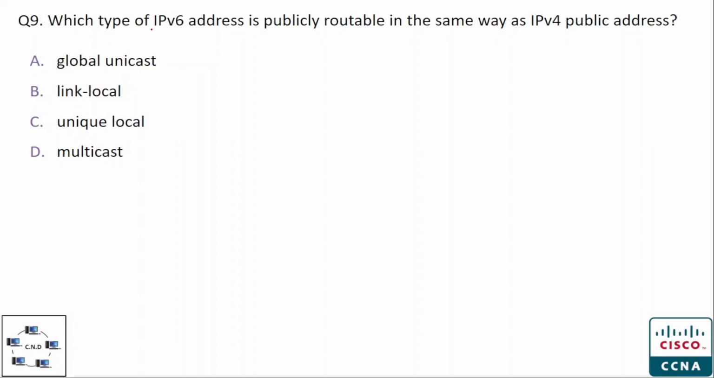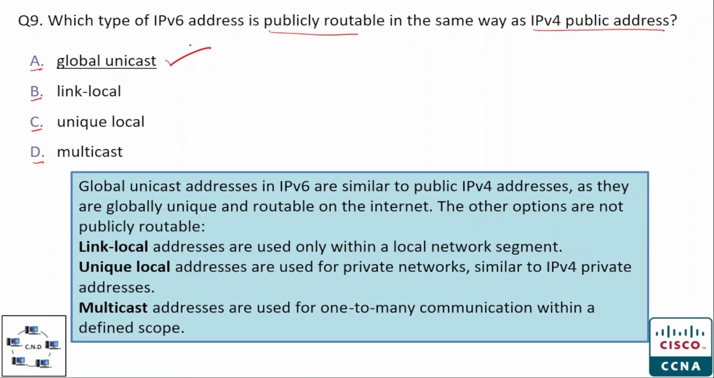Question number 9, which type of IP version 6 address is publicly routable in the same way as IPv4 public addresses? And the options are option A, global unicast, option B, link local, option C, unique local, and option D, multicast. And the correct option is option A, global unicast. This is the explanation. The global unicast addresses in IP version 6 are similar to public IPv4 addresses as they are globally unique and routable on the internet. The other options are not publicly routable.